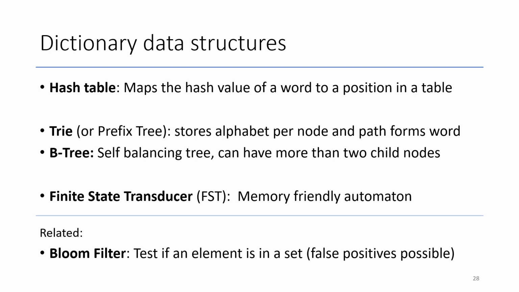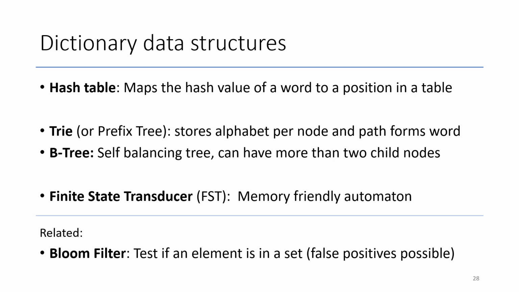The easiest and probably most common solution for simple inverted indices is a hash table that simply maps the hash value of a word to a position in a table. A more advanced method would be a tree, or a prefix tree that stores the alphabet per node, and a path through the tree forms words. This is very helpful if you want to have something like autocomplete or part of word matching.